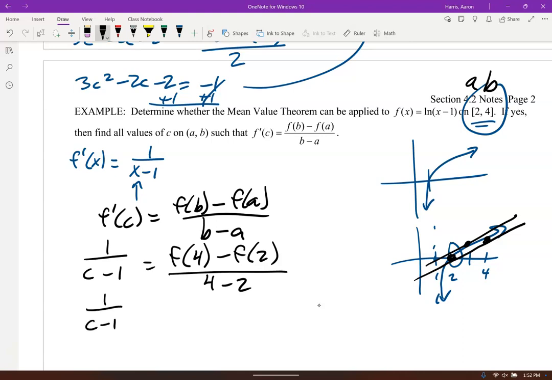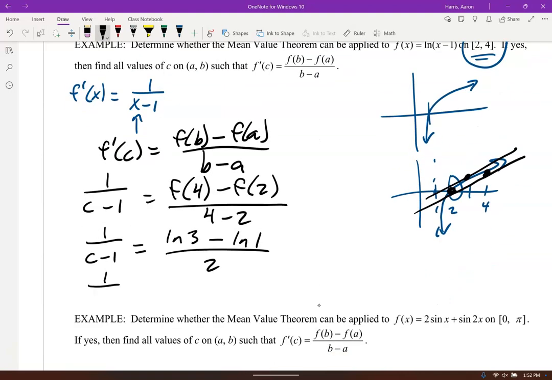1 over C minus 1 equals f of 4 minus f of 2 over 2. I'll plug 4 in. I get natural log of 4 minus 1, so natural log of 3, minus ln of 2 minus 1, which is natural log of 1. Well, the natural log of 1 is 0, so I got natural log of 3 over 2.